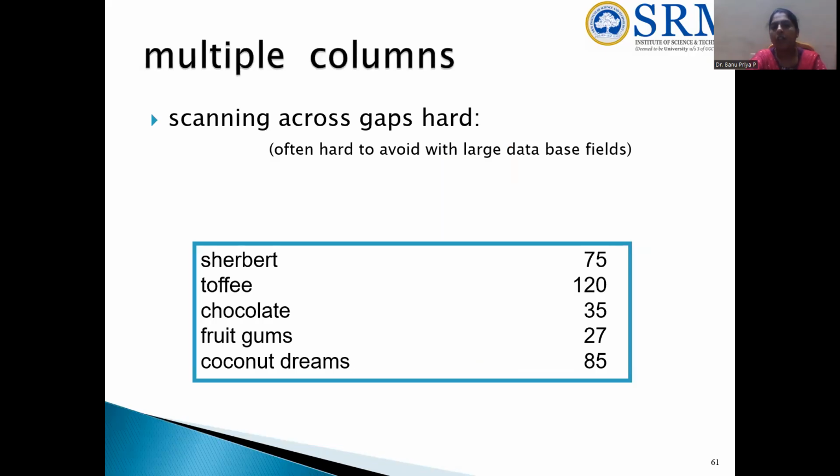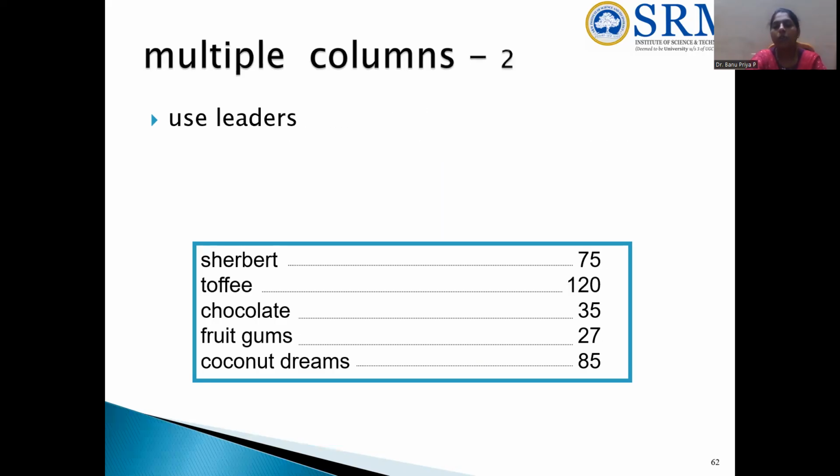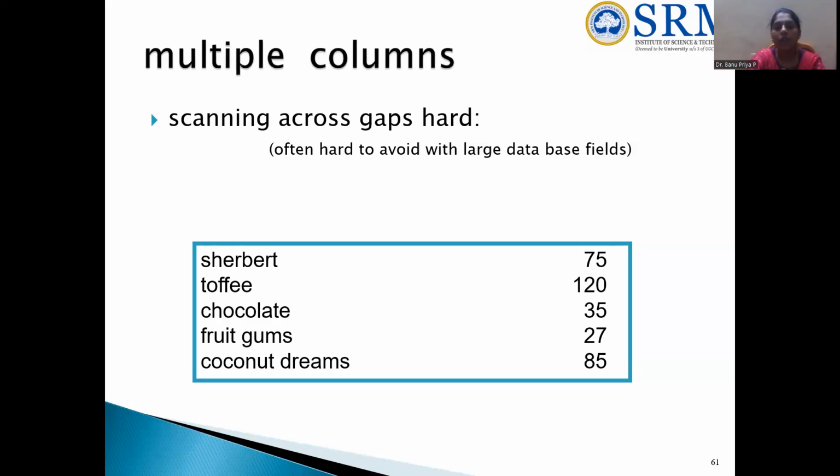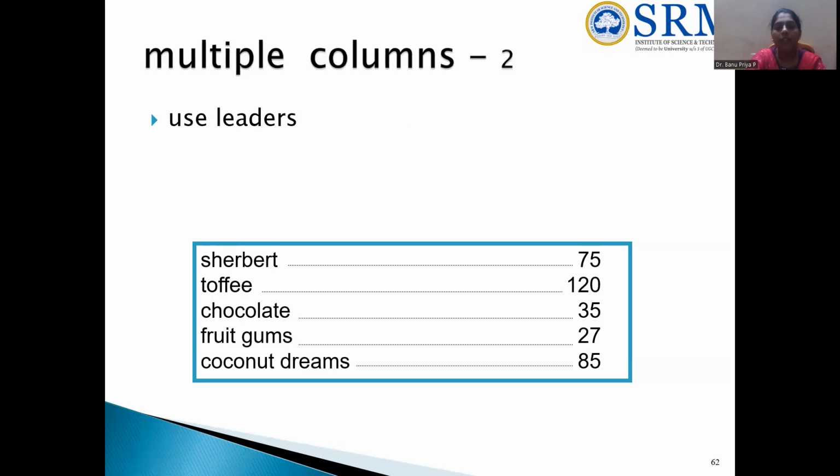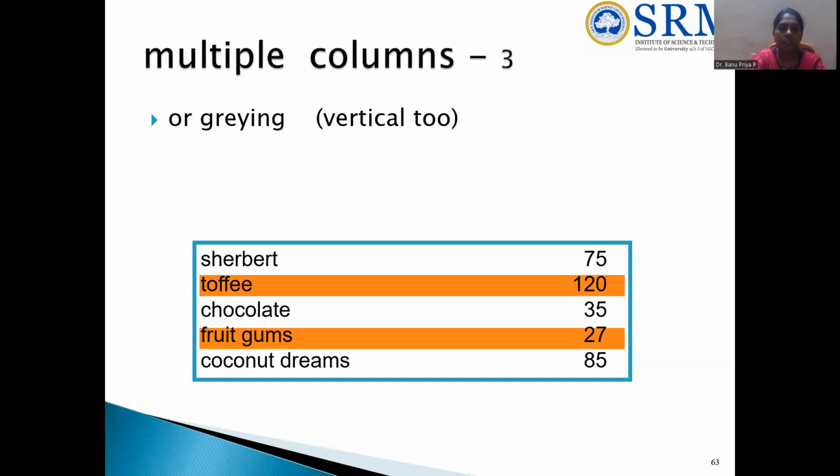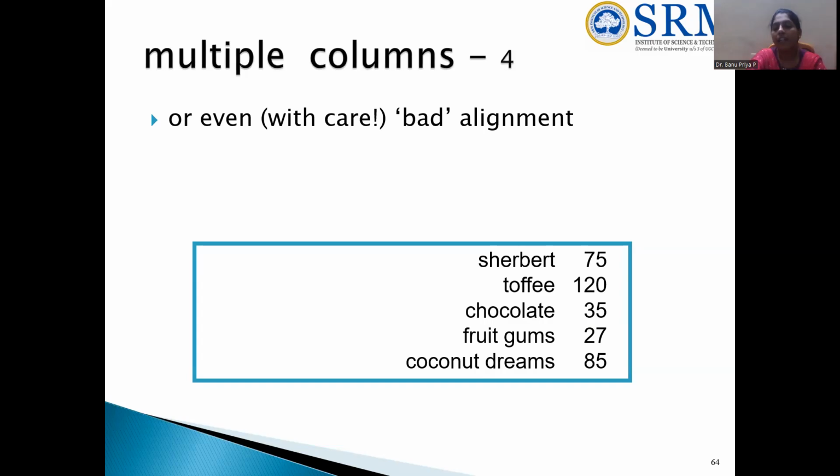Multiple columns, if you have multiple columns, aligned properly, you have to avoid large database fields where it is not aligned. Use ledgers towards it. This slide shows it, whereas in this one, no ledger is found, it is difficult to read. Whereas this one is okay because ledgers are used for multiple columns. Then you can even use graying it out or coloring it, highlighting it. This is bad alignment because no ledgers are used, numbers are not aligned, no alignment is found.